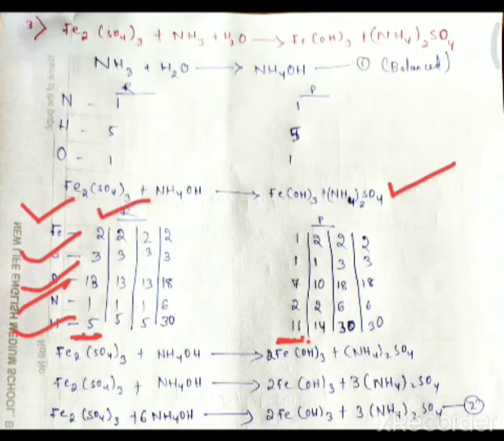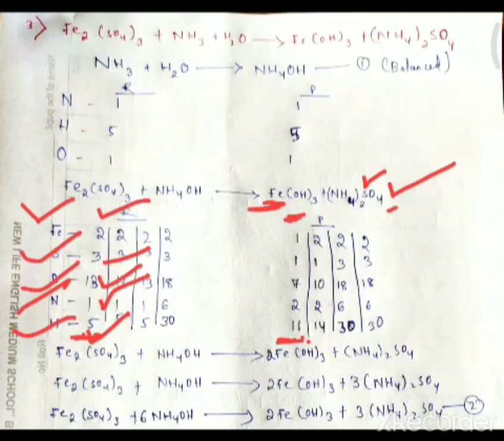That is 2 atoms of hydrogen, then 3 atoms of sulfur, then 13 atoms of oxygen, 1 atom of nitrogen and 5 atoms of hydrogen on the reactant side. And in the product side, let's see, that is 1 atom of iron, then 1 atom of sulfur, then 7 atoms of oxygen. Okay, this one 3, here 4, 7.